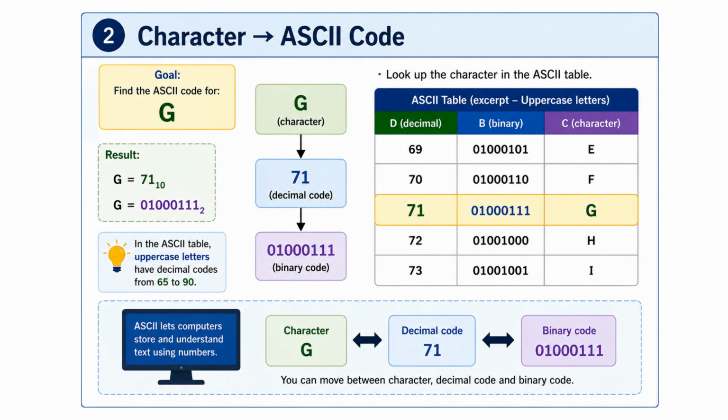Now let's find the ASCII code for the character G. First, look for G in the ASCII table. We can see that uppercase G has the decimal code 71. Next, we look at its binary representation. Decimal 71 is written as 01000111 in binary. So, G equals 71 in decimal, and 71 equals 01000111 in binary. Remember, uppercase letters have ASCII decimal codes from 65 to 90. Using the ASCII table, we can easily move between a character, decimal code, and binary code.